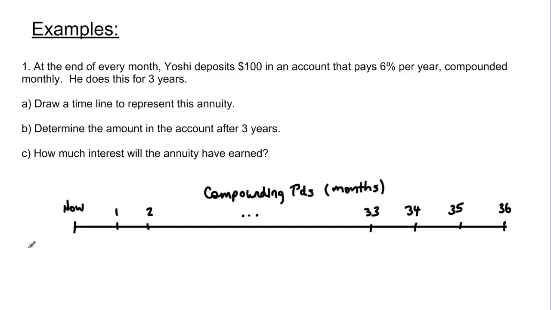Okay, on the bottom, we write down what our deposits are. So after the first month, we're going to put in $100 into the account. After the second month, we're going to put in another $100. And this will continue all the way through month 33, month 34, month 35, and you're going to include one on the very last month too, month 36.